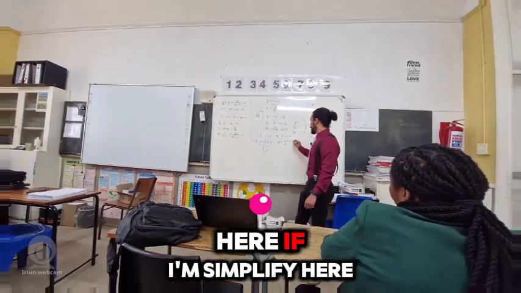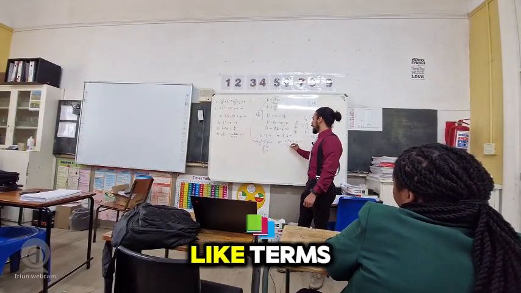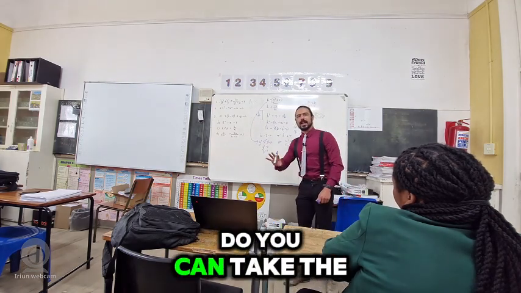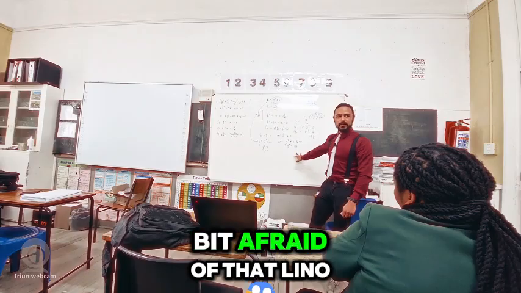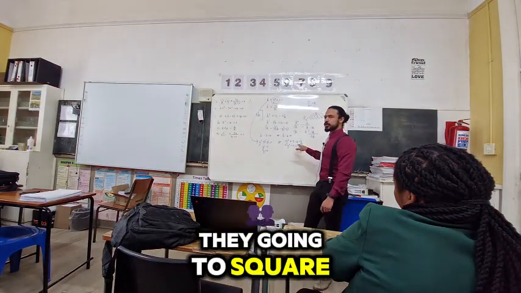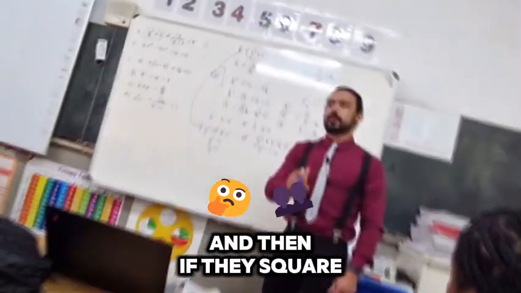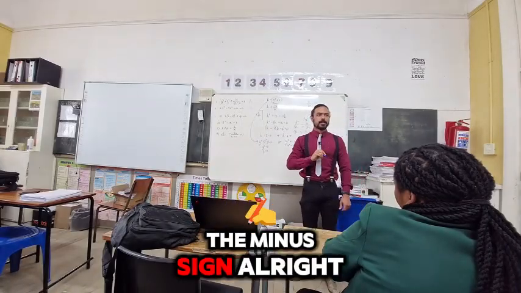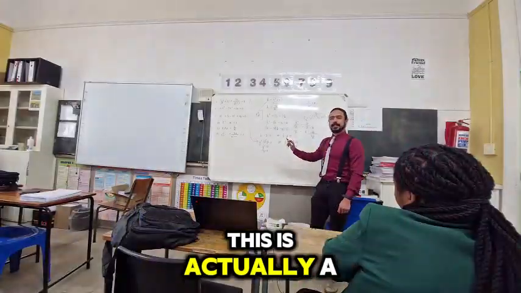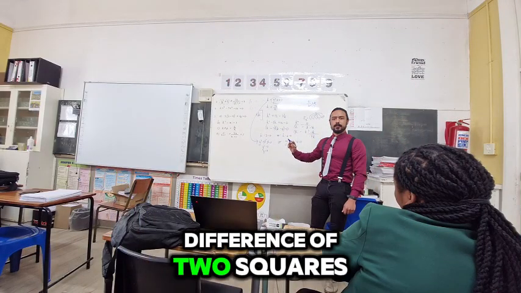What do we have here? If I simplify like terms, y squared minus 1 equals 0. Now what you can do is take the 1 over. But I'm a little bit afraid of that, because a lot of learners, if they take the 1 over, are going to take the square root on both sides, and then they forget about the minus sign. So what I would suggest is you identify here that this is actually a difference of 2 squares.